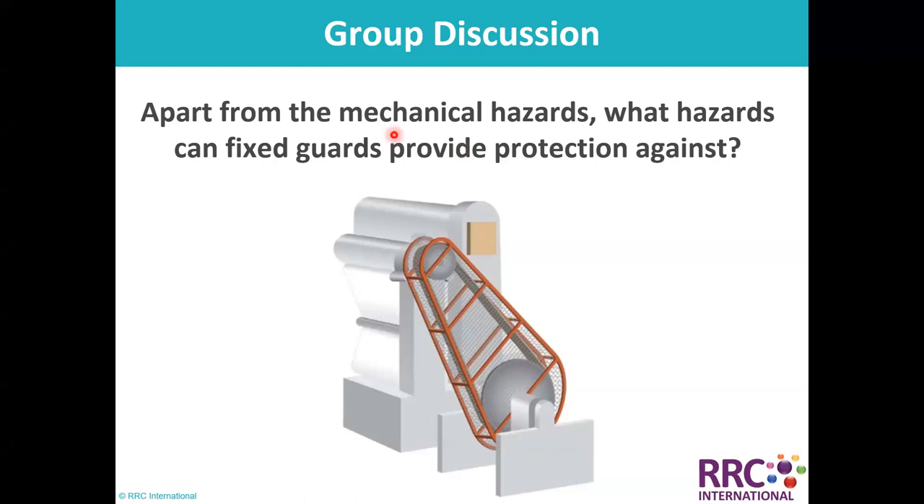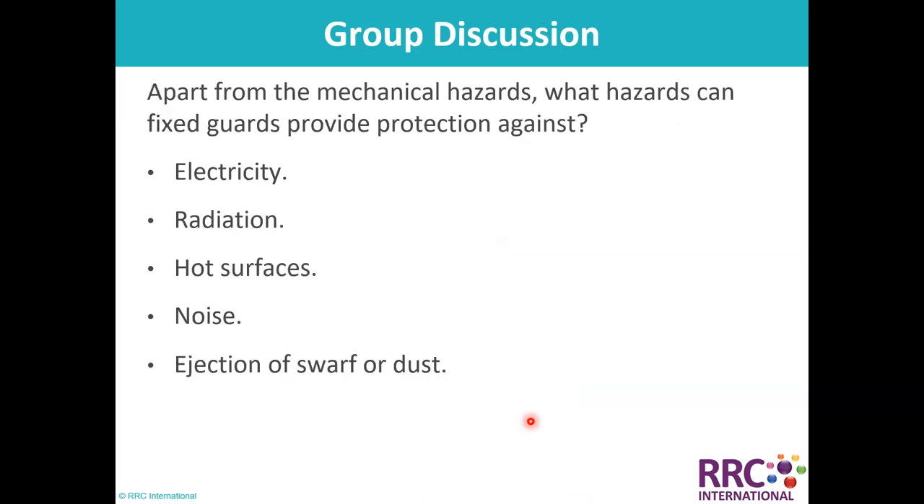It is saying that all the mechanical hazards would be avoided with these fixed guards, right? Like entanglement, shearing, tearing, cutting, impact, ejected parts. But other than mechanical hazards, what other kind of protection do we have? All non-mechanical hazards, guys, like electricity, radiation, hot surfaces, noise, ejection of dust. Right or wrong?